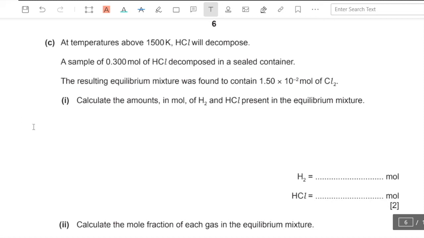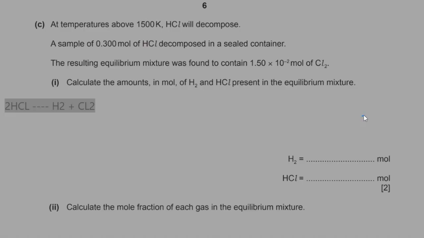I'll start with drawing the ICE table, but first I'll write down the equation itself. So we have ICE, the three stages, where I stands for initial molar amounts, C stands for the change in molar amounts, and E stands for the molar amounts of reactants and products present at equilibrium. We're given that we start with a sample of 0.3 mole of hydrogen chloride, so I'll write that down over here and nothing else. So we'd assume that there's 0 mole of hydrogen and chlorine initially, and we're also given that at equilibrium there is 1.5 times 10 to the power of -2 mole of chlorine, and I'll write that piece of information over here.